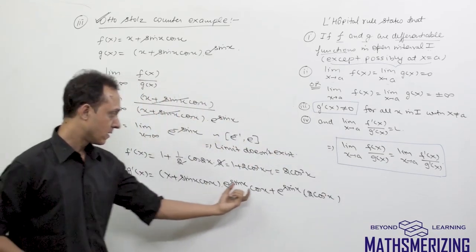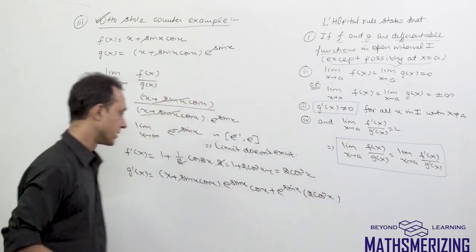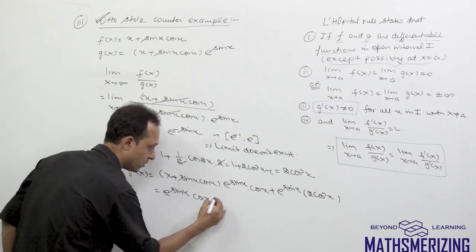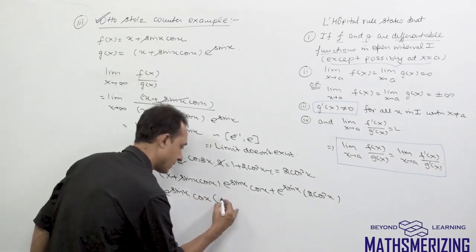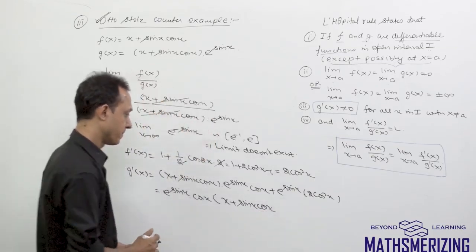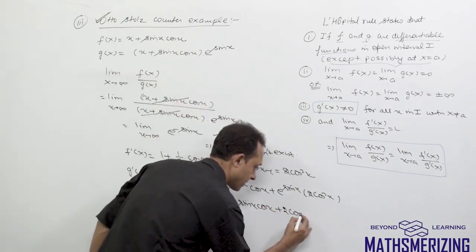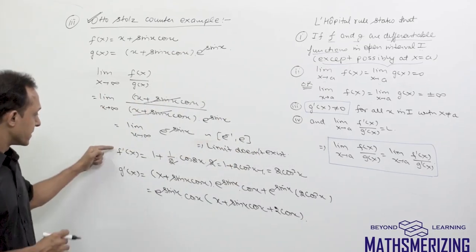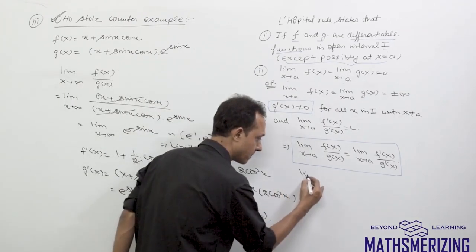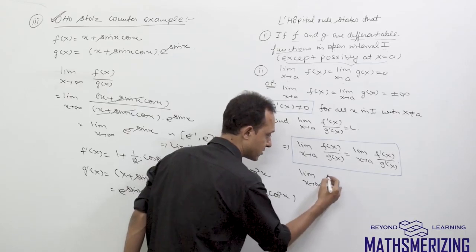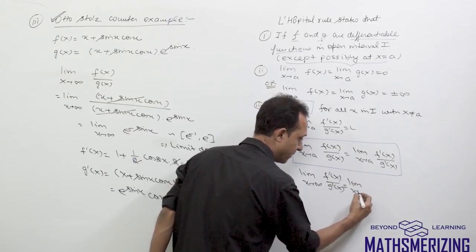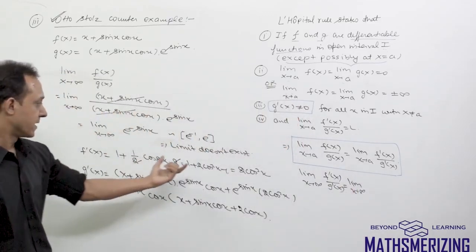So now here I can take e to the power sin x and cos x common. So if I take e to the power sin x into cos x common, I can write it as x plus sin x into cos x plus 2 cos x. Now I'll find this limit, which is limit x tends to infinity f dash x upon g dash x. So this limit will be limit x tends to infinity f dash x is 2 cos square x.